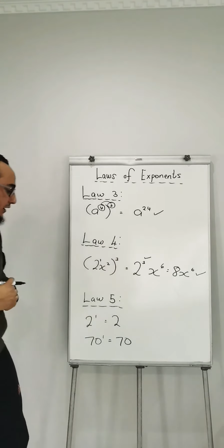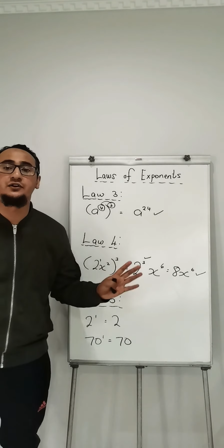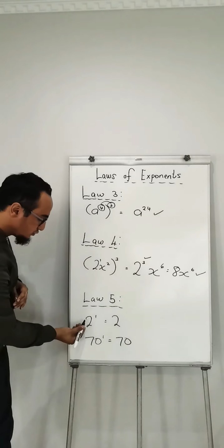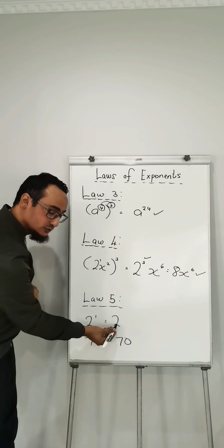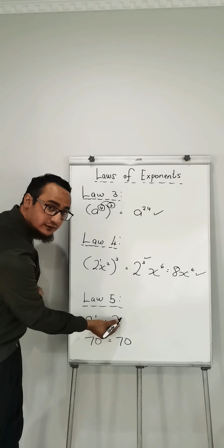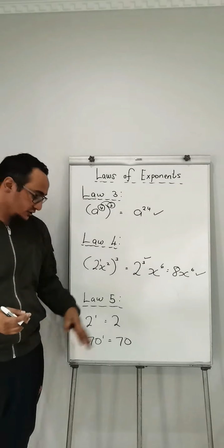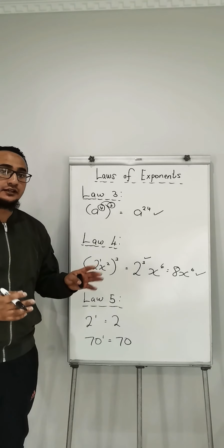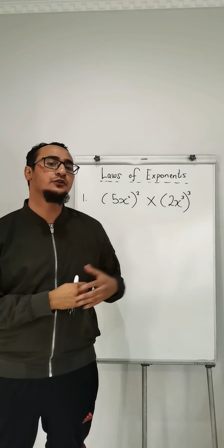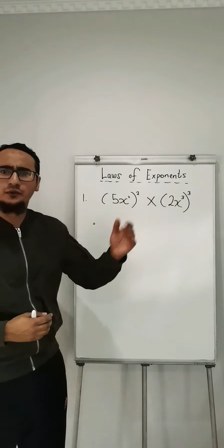Please notice that. Okay, and then law number 5 over here, anything to the power of 1 will stay the same. 2 to the power of 1 is equal to 2. Now notice I don't need to write that to the power of 1 over there. Then I have 70 to the power of 1, which will stay equal to 70. Right. Okay, now we're going to apply law number 3 and law number 4 as well as law number 5.